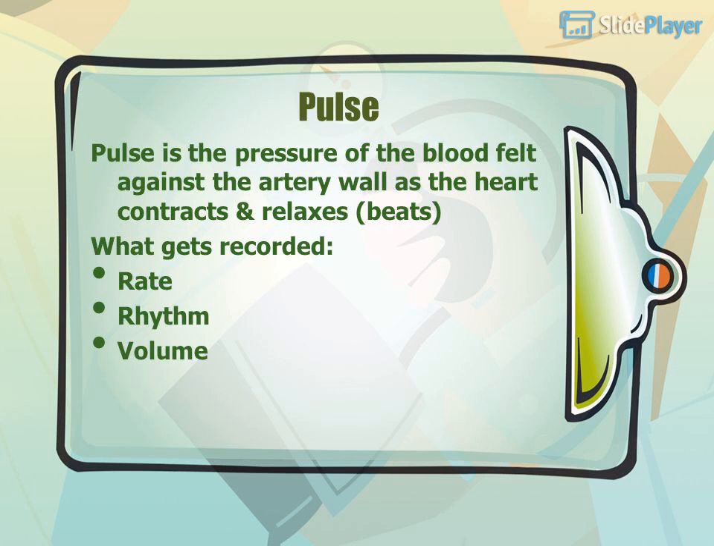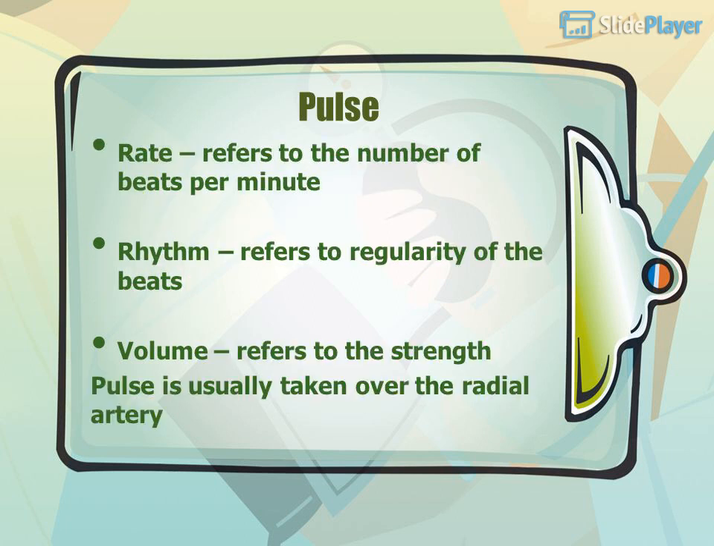Pulse is the pressure of the blood felt against the artery wall as the heart contracts and relaxes, beats. What gets recorded? Rate, rhythm, volume. Pulse rate refers to the number of beats per minute. Rhythm refers to the regularity of the beats. Volume refers to the strength. Pulse is usually taken over the radial artery.